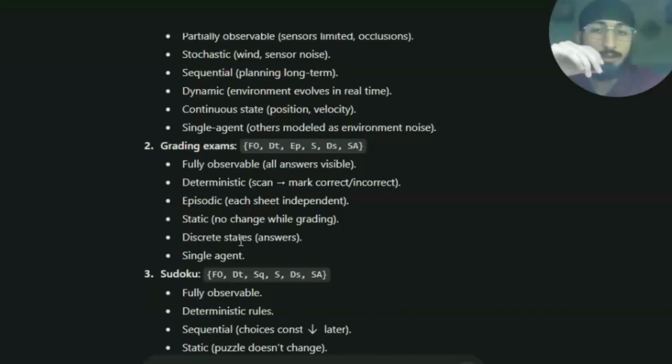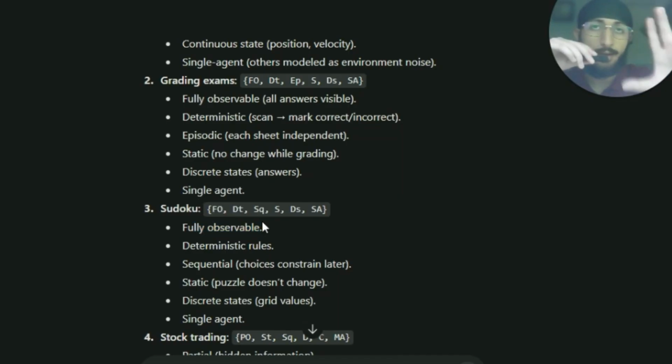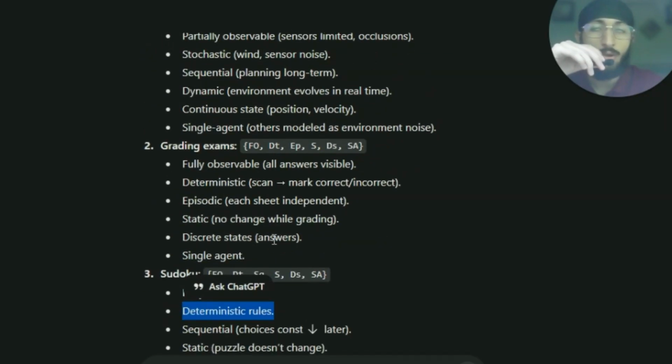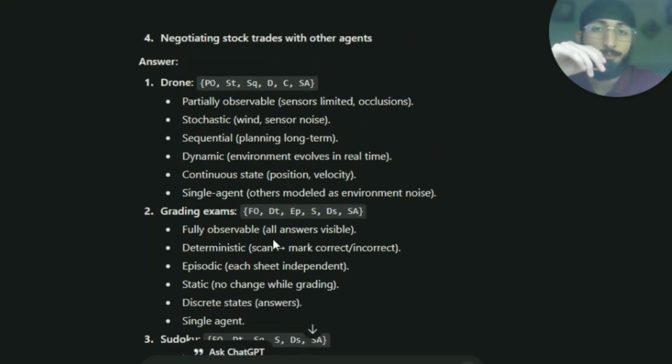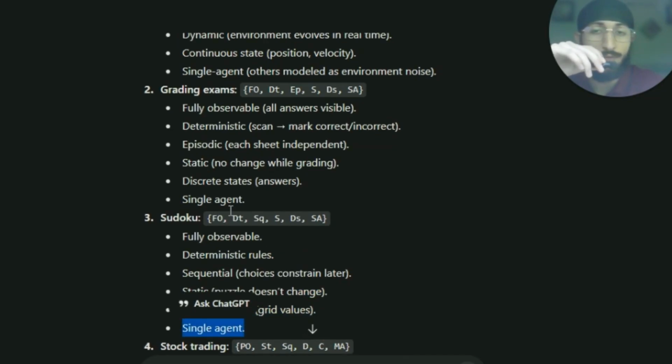Then solving Sudoku, it's fully observable because we can see all the moves. It is in our complete view. Then deterministic rules, right? We can determine the options available. Then sequential, choices constrain later choices. Then static, the puzzle doesn't change. Then discrete states, there are grid values, and we as a single agent are performing the solving of Sudoku.